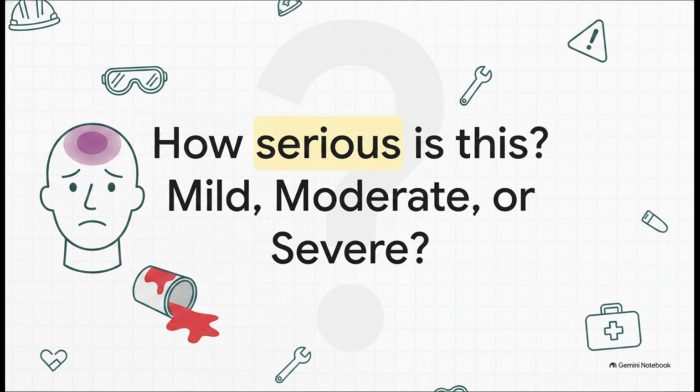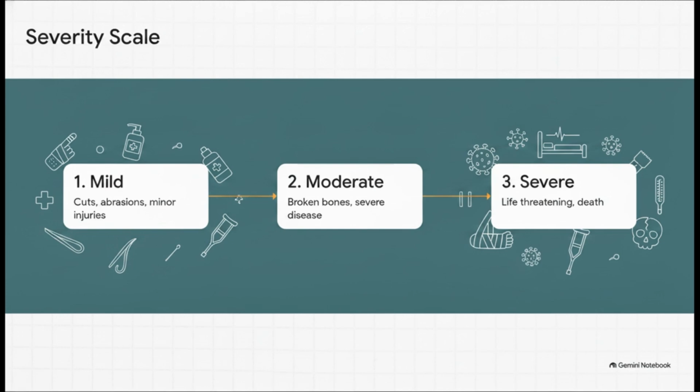Based on what we can see, a nasty bump on the head and some spilled paint, would you classify this outcome as mild, moderate, or severe? Take a quick guess before we look at the official criteria. Let's measure your guess against the official severity scale.